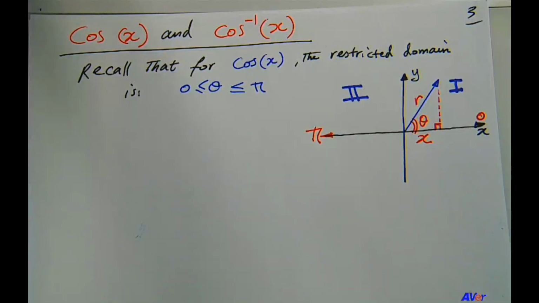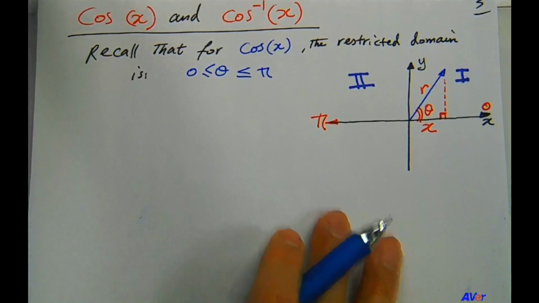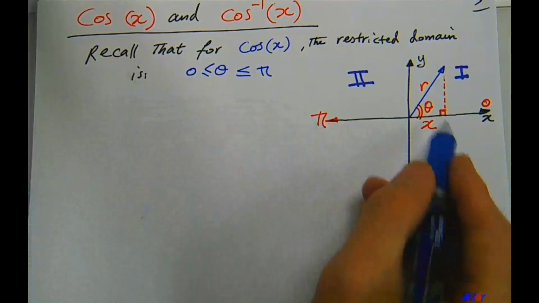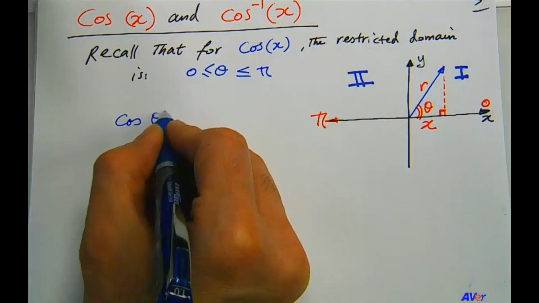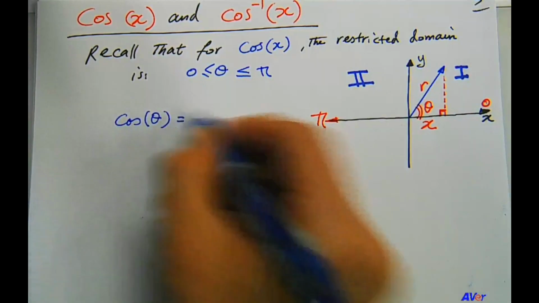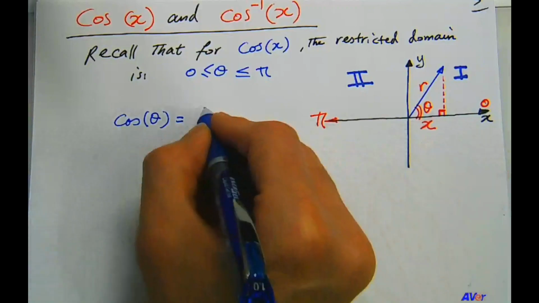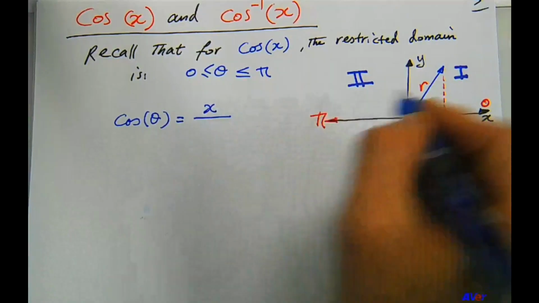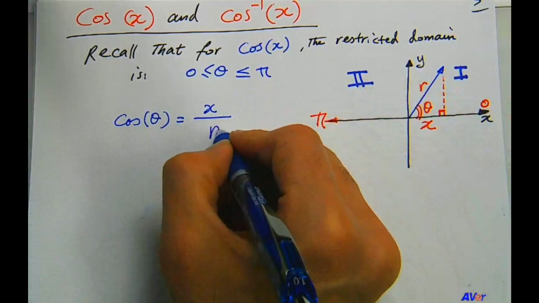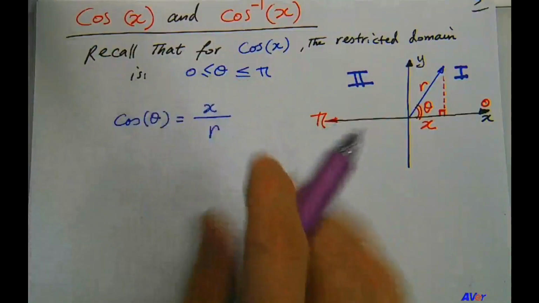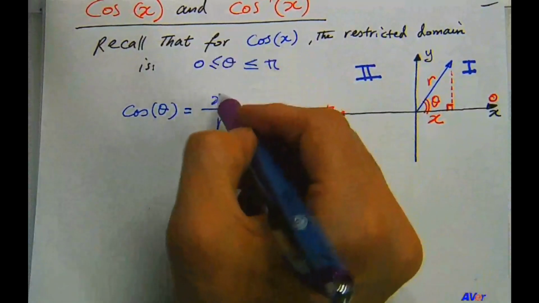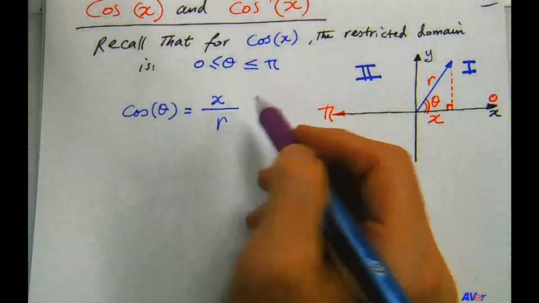So we're going to write down cosine of theta is equal to x, or the adjacent side, divided by the hypotenuse, which is r. Okay, let's quickly write down what each of these terms or variables represent.